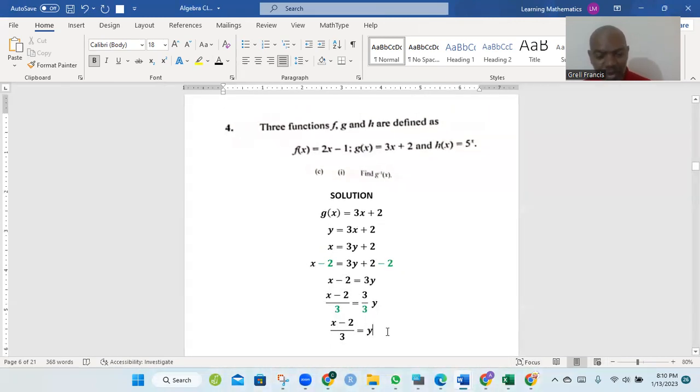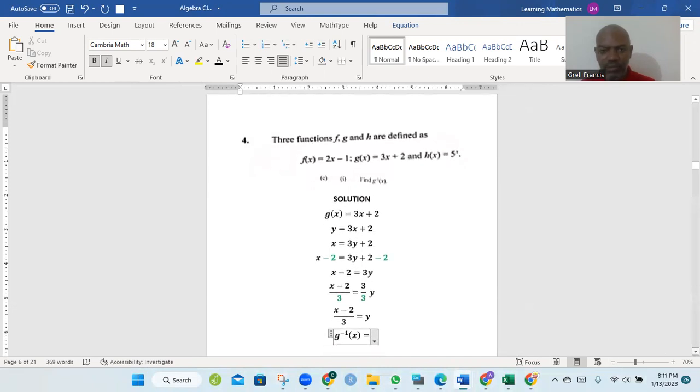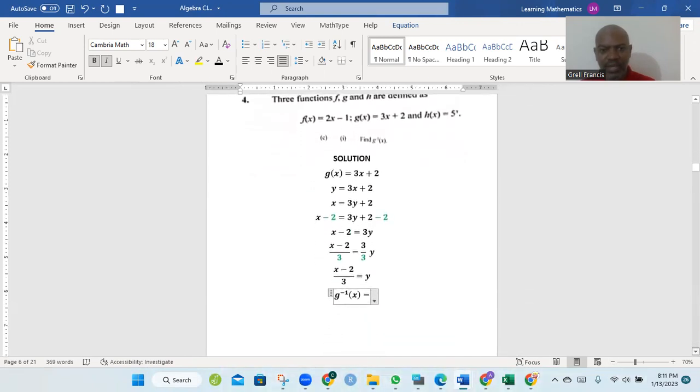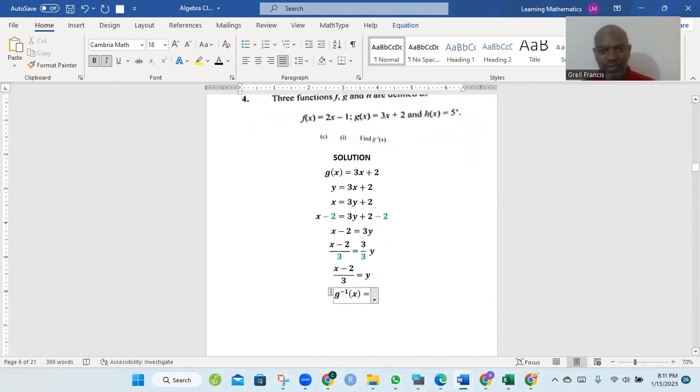And the final step now is to replace the letter y with g inverse of x, because that's what we're trying to find in the first place. So the final step now is to replace the letter y with g inverse of x. And g inverse of x is equal to x minus 2 over 3. And that will be the final answer.